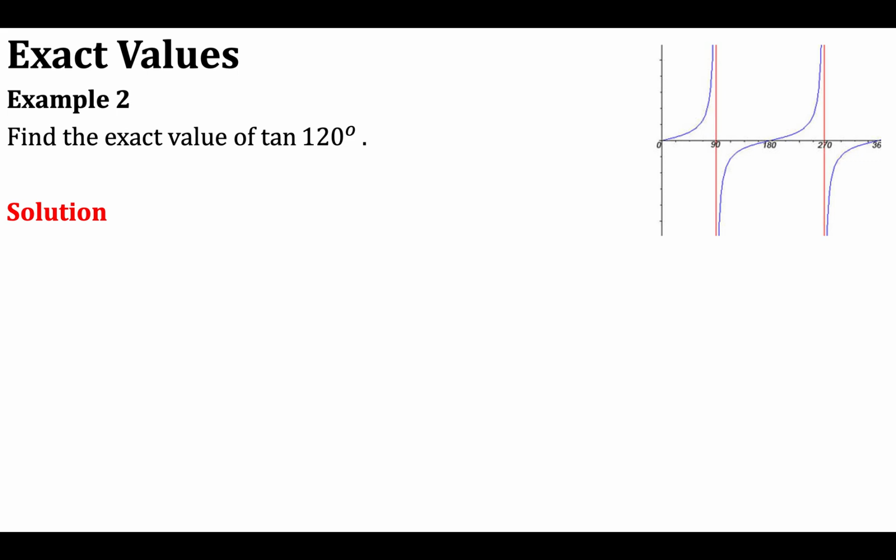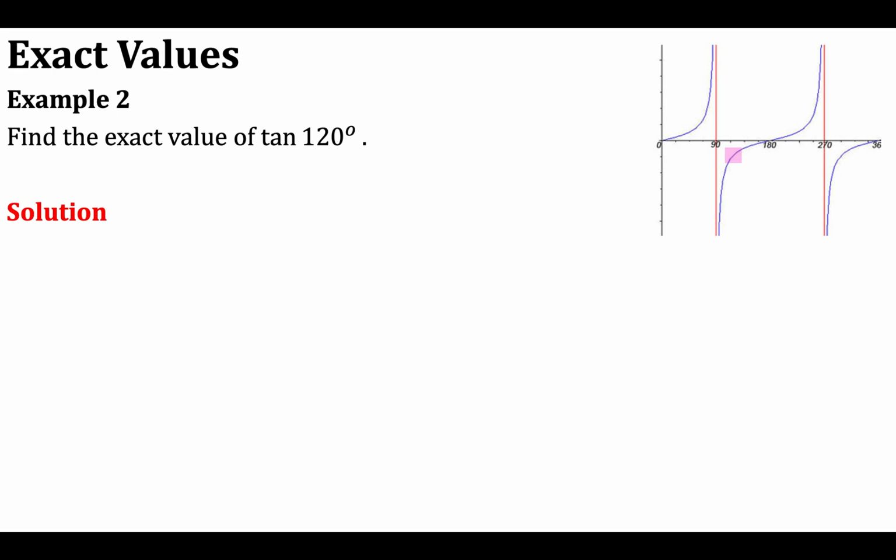Okay, welcome back folks. We'll look at another example. This time we want to find the exact value of tan 120 degrees. And again, you're probably thinking, well, that's not one of the values you gave us. It's not within that, so that's fine. Let's look at the graph of the tangent function, and here is tan 120 degrees here.